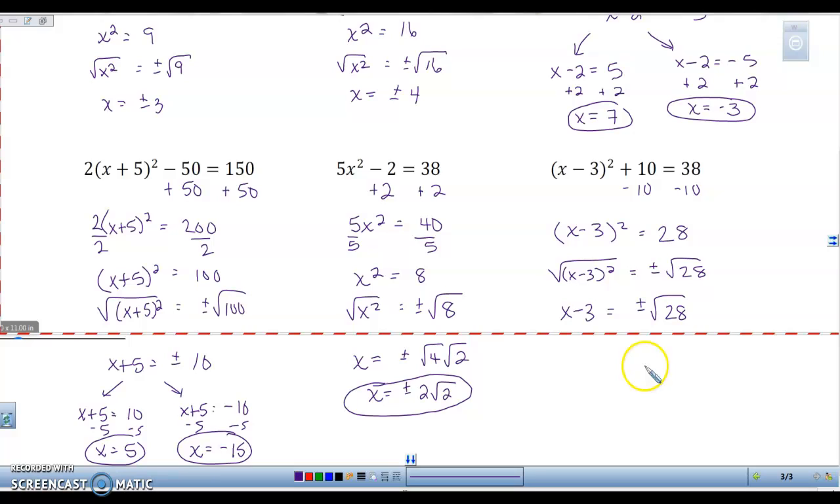Yes, it does. 4 times 7 is 28. So this is going to be x minus 3 equals plus or minus the square root of 4 times the square root of 7. All right, what is the square root of 4?